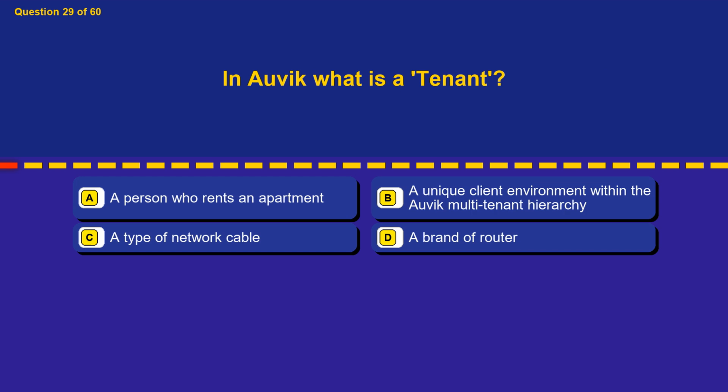Question 29. In Auvik, what is a tenant? Option A, a person who rents an apartment. Option B, a unique client environment within the Auvik multi-tenant hierarchy. Option C, a type of network cable. Option D, a brand of router.